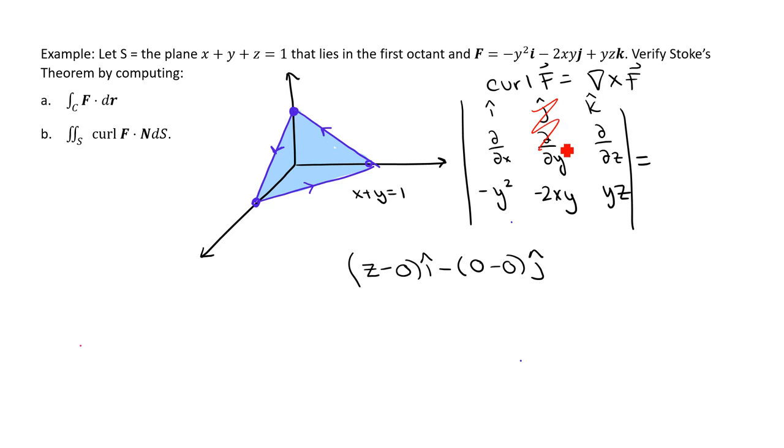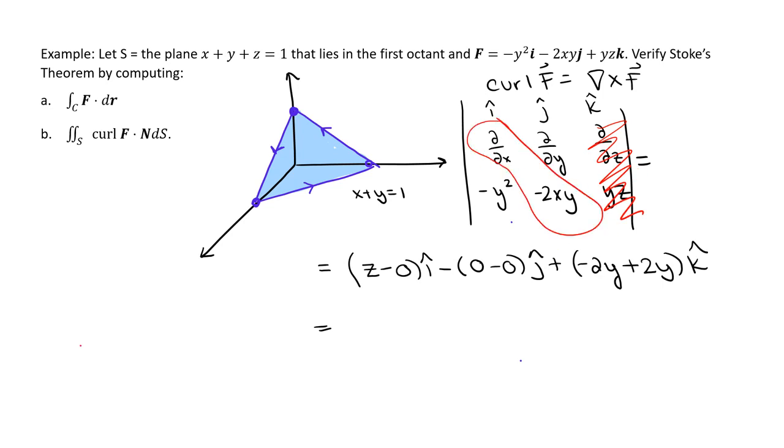Let's see, j component. I'm going to take the derivative of yz with respect to x. Well, that's 0. Negative y squared with respect to z, that's also 0. And then finally for the k component, the derivative of negative 2xy with respect to x is negative 2y. And then minus the derivative of negative y squared with respect to y. So minus a negative 2y, that's going to become a plus 2y.